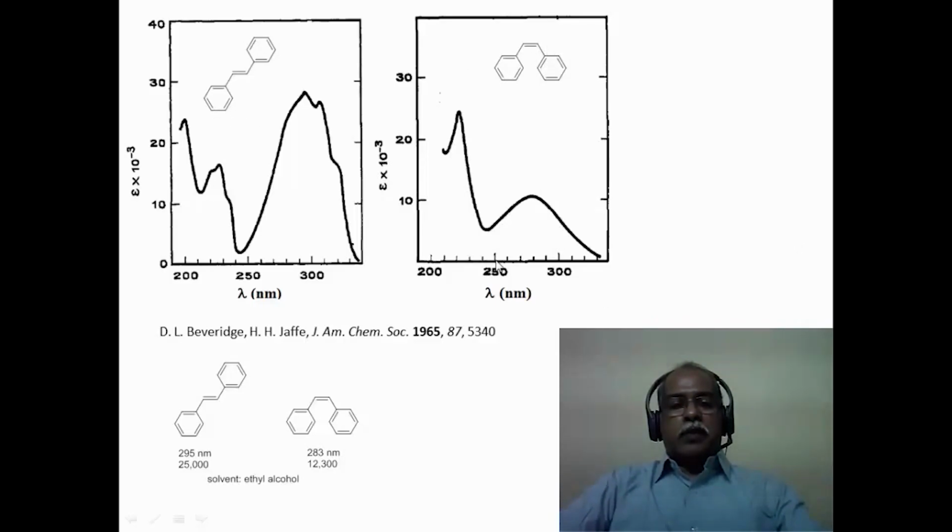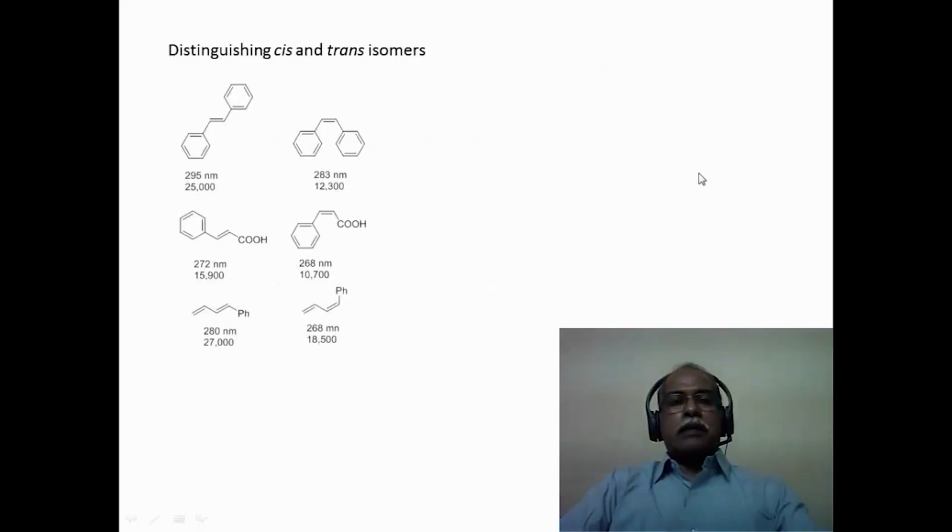So the wavelength of absorption, for example, if the trans stilbene is 295 nanometer, and epsilon is almost twice that of the cis isomer. The cis isomer has an absorption around 283 nanometer. So essentially, if both isomers are available, one can distinguish by comparing the two spectra of these compounds. The one that absorbs in the longer wavelength region would be the trans isomer. The one that absorbs at the lower wavelength region will be the cis isomer in this particular case. The cis-trans isomerism distinction is clearly seen in the case of stilbene. Cinnamic acid also shows the same effect.